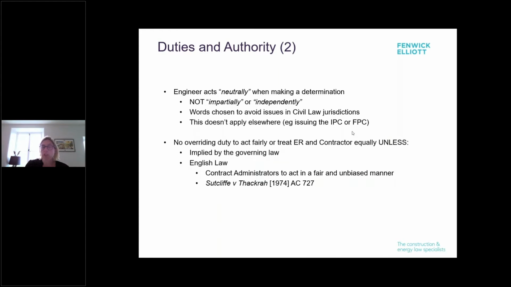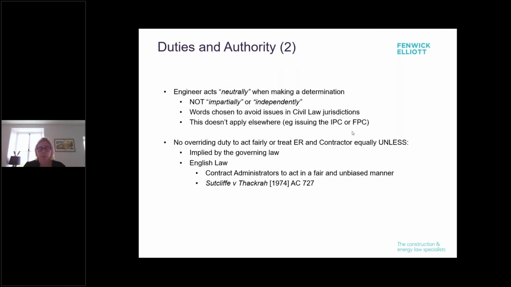So the engineer acts neutrally when making a determination, not impartially or independently, which is some of the old wording you see. And those words have been chosen by FIDIC deliberately to avoid issues in some civil law jurisdictions that have happened historically. Now, the word neutrally isn't used elsewhere in the contract, it's used in the determination provisions. So arguably, when they're doing interim or final payment certificates, for example, they don't have to act neutrally, although if they then have to go on and make a determination about what they've done, the neutral would kick in. So again, it's something to think about for the engineer.